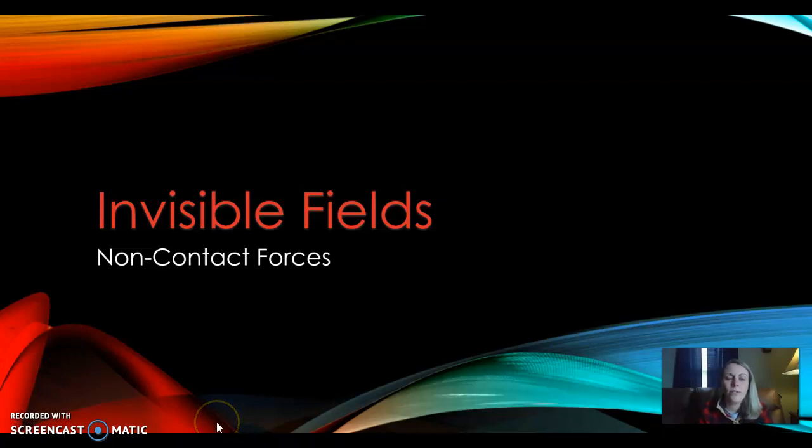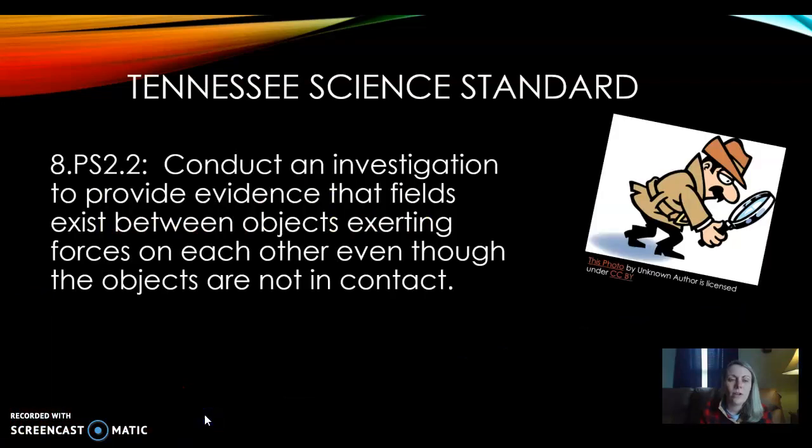Okay, 8th grade. So today we are looking at invisible fields for non-contact forces, if we can see them. Our Tennessee Science Standard is 8.PS2.2. That's to conduct an investigation, so we're going to have to do a little bit of investigating today, to provide evidence that fields exist between objects exerting forces on each other even though the objects are not in contact.